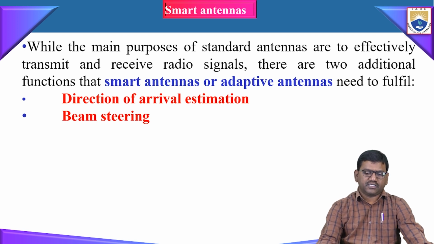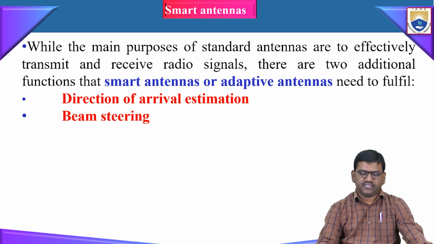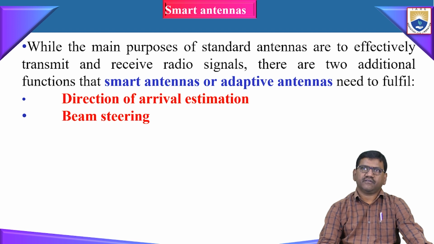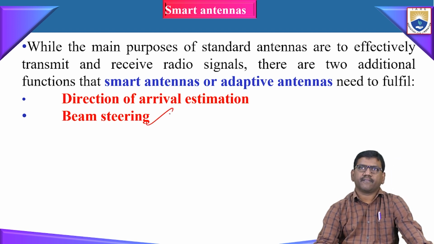So here we are going to use 2 techniques for the smart antennas. One is the direction of arrival estimation. The other one is beam steering. From which direction the signal is coming or reaching the array, based upon the direction of arrival estimation, the beam of the array will be steered to the intended direction. To whichever direction we want to transmit the signal, the adaptive array will automatically direct the energy there by the technique of beam steering.